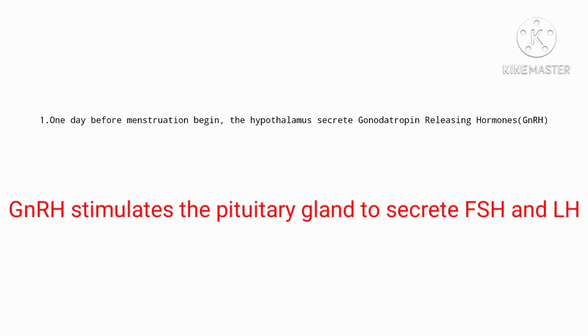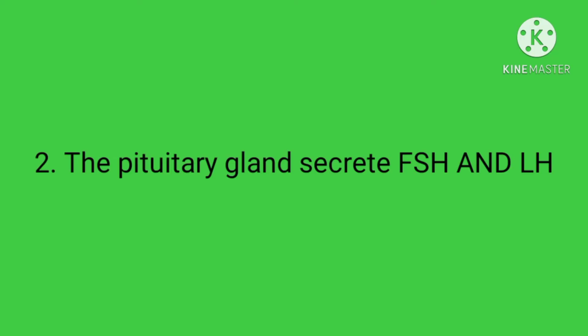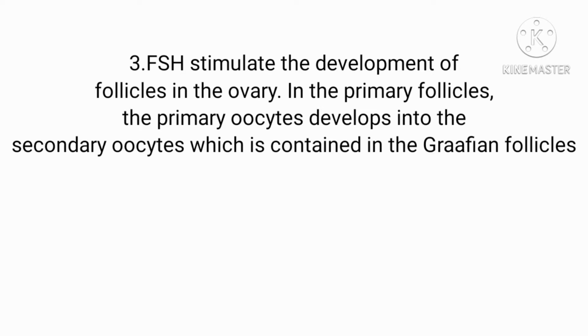One day before menstruation begins, the hypothalamus secretes gonadotropin-releasing hormone. GnRH stimulates the pituitary gland to secrete FSH and LH. FSH stimulates the development of follicles in the ovary.